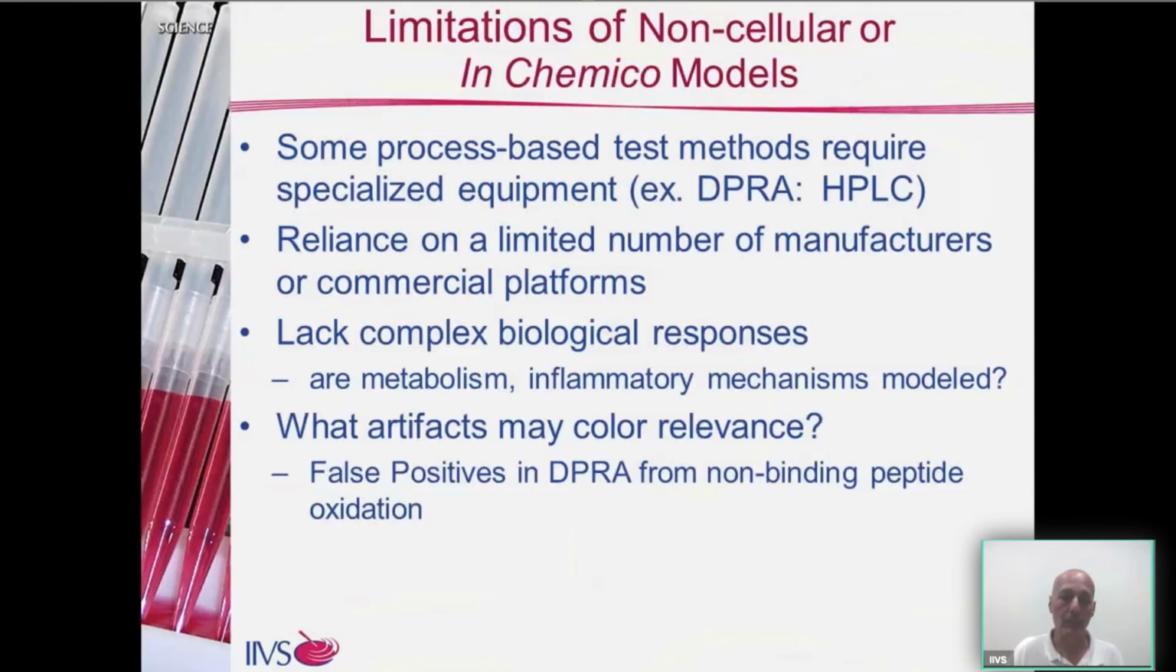And so we have to ask a few questions. What are the artifacts that may color the relevance? For example, false positives that occur in the direct peptide reactivity assay from non-binding peptide oxidation need to be addressed, and one needs to have a study design that includes metabolism and/or preemptive oxidative activity on the test chemicals.